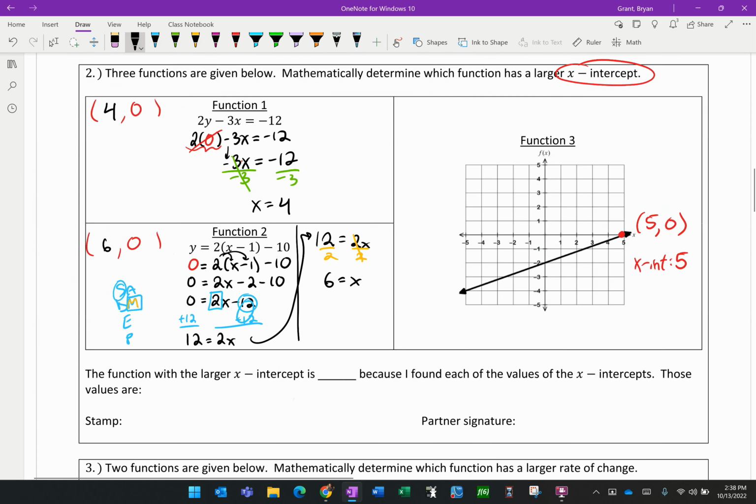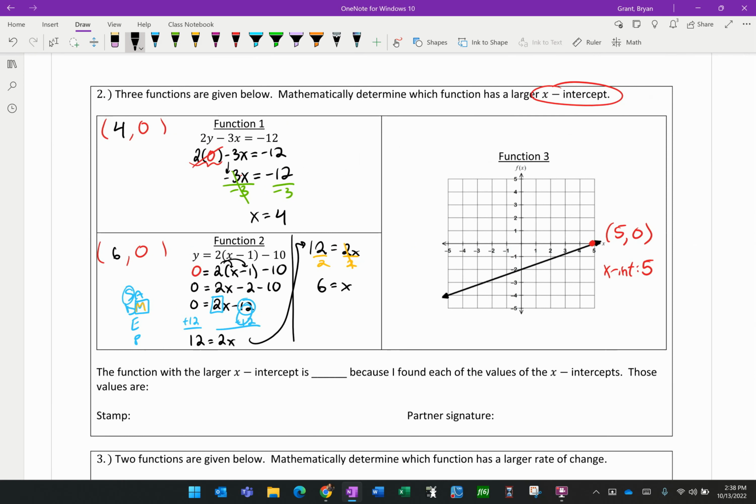So out of these three functions, the function with the larger intercept is function 2. And that's because I found the values of each of the x-intercepts. I'm just going to do f1 was a value of 4, f2 was a value of 6, and function 3 was a value of 5. Clearly, 6 is the largest of the three of those, and we should be set.